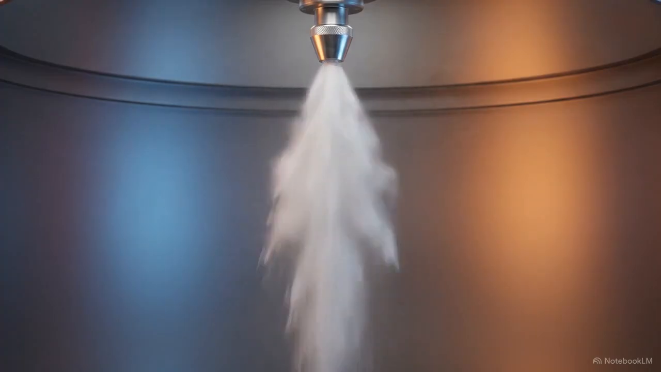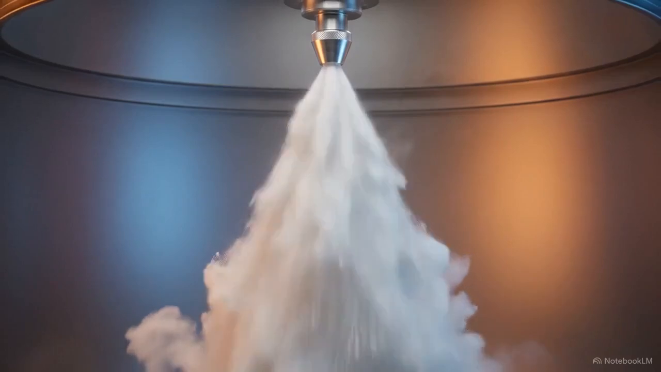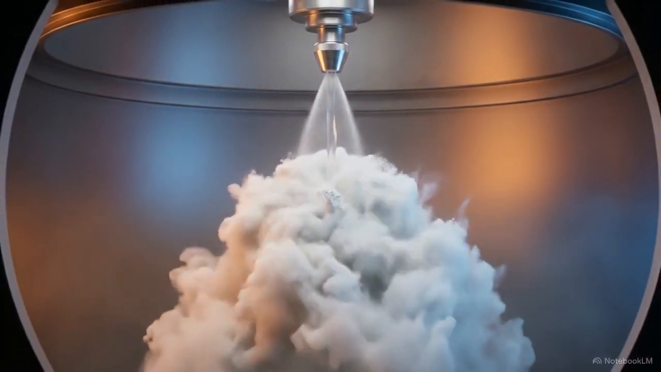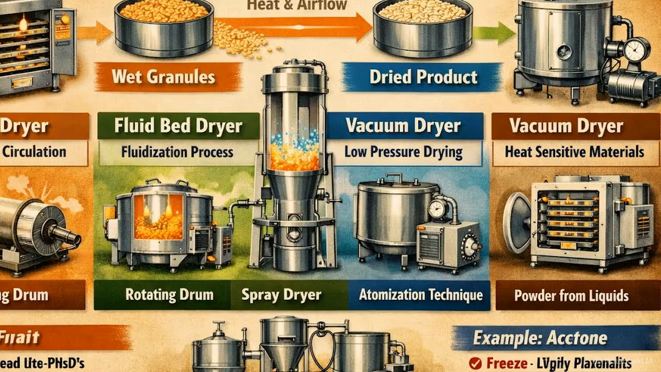For liquid formulations that must be instantly converted into a dry powder, manufacturers rely on the spray dryer. As detailed in the lower schematic, the liquid feed is pumped through a nozzle using an atomization technique to create fine droplets. When these hit a downward stream of hot gas, the moisture evaporates instantaneously, leaving behind a uniform powder.